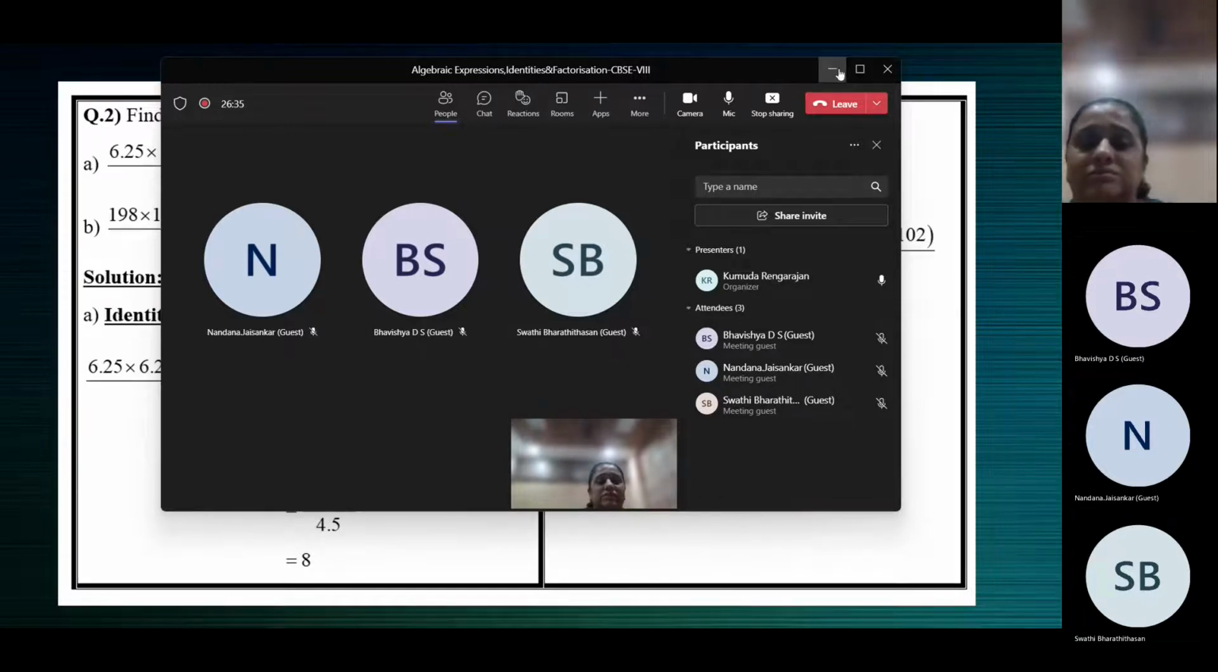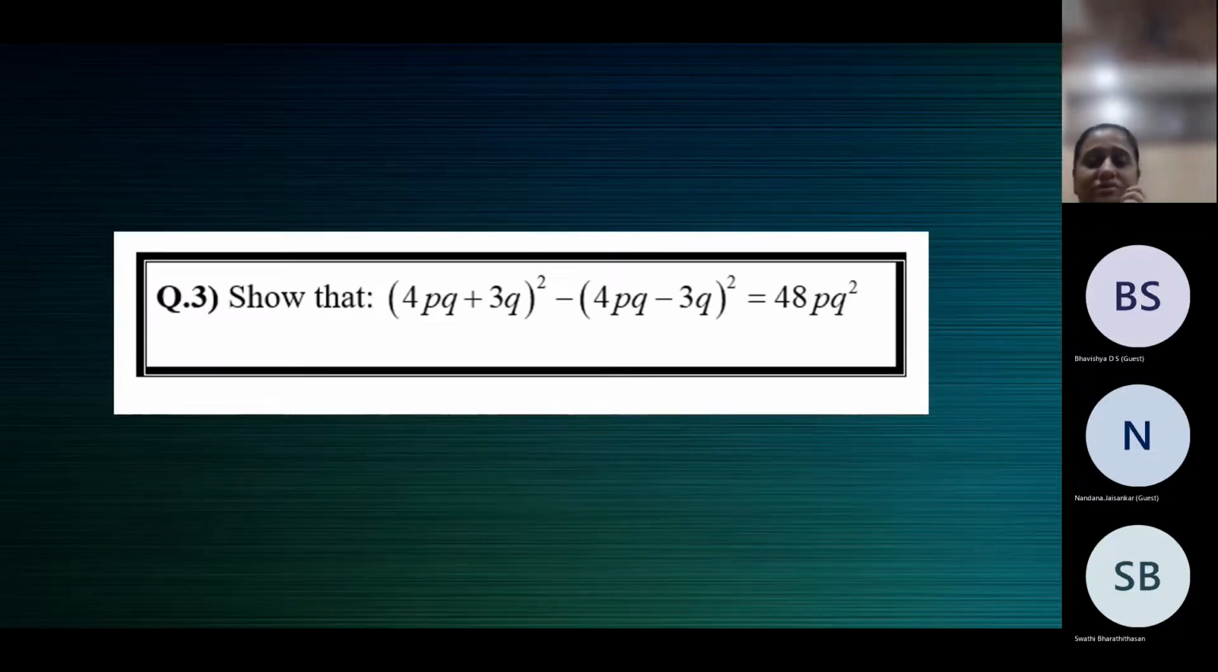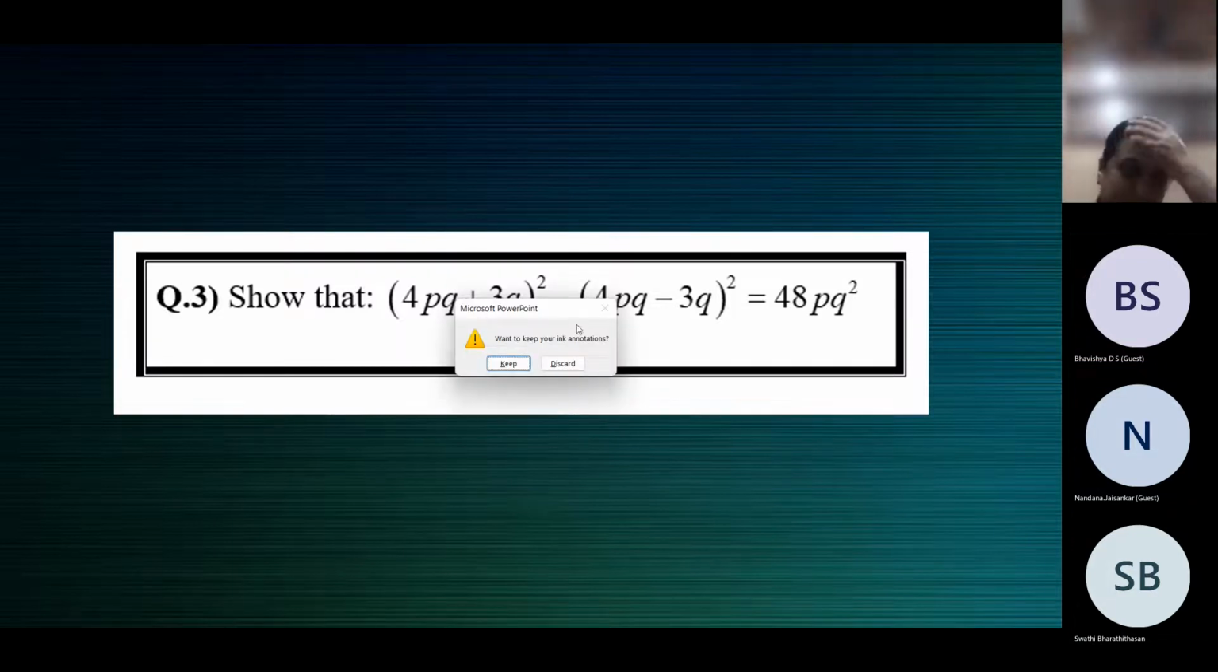Fine, let's continue. Now show that 4pq plus 3q the whole square minus 4pq minus 3q the whole square is equal to 48p square q square. Sorry, 48p square q. All right, now help me do this, children. I'll work this for you in two different ways. This is the first method. I'll just take an extra slide, 1 minute.